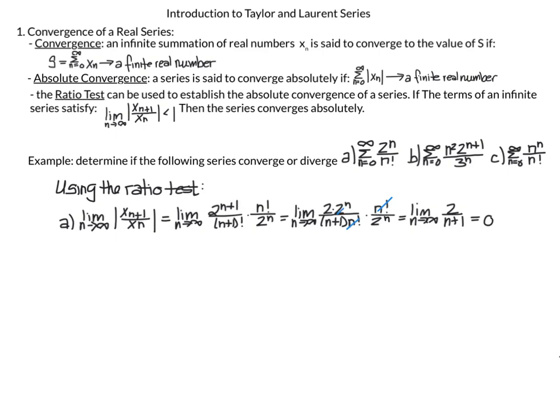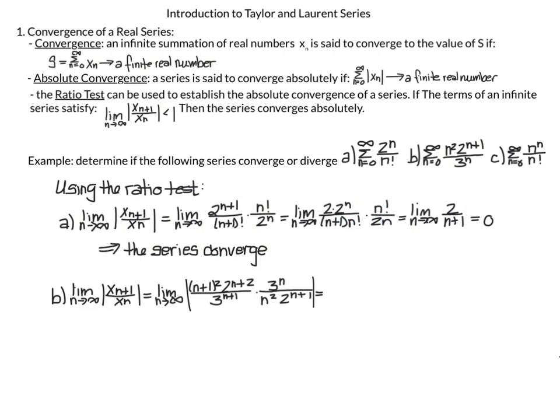So now I can cancel out my 2 to the n, and I'm left with the limit as n approaches infinity of 2 on top and n plus 1 on bottom. As n approaches infinity, the denominator will grow really fast. 2 just stays constant, so we're going to approach 0. I should have put absolute values on everything, which I forgot, but the limit is equal to 0. And since it's less than 1, we can say that the series converges absolutely.